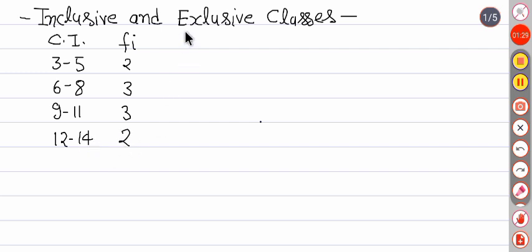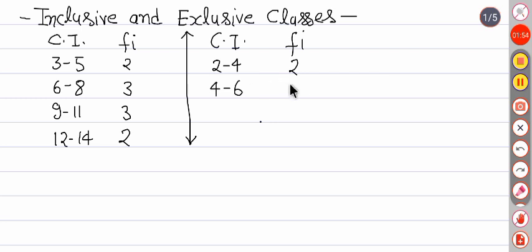And another class interval I am writing, that means I am taking another grouped data which has continuous frequency distribution. So class interval and frequency distribution. So 2 to 4, its frequency is 2. 4 to 6, its frequency is 3. 6 to 8, its frequency is 3. 8 to 10, its frequency is 2.